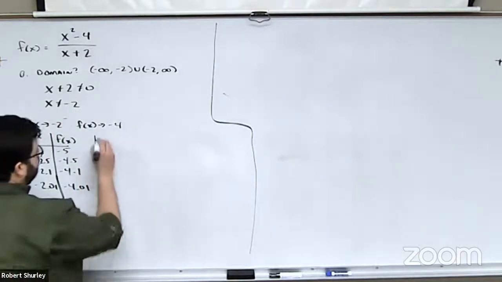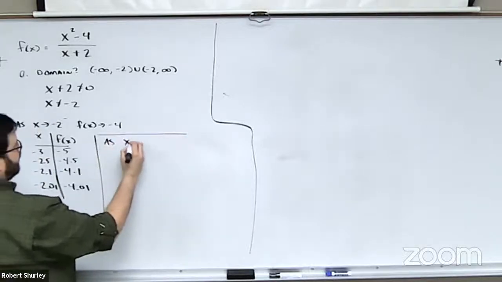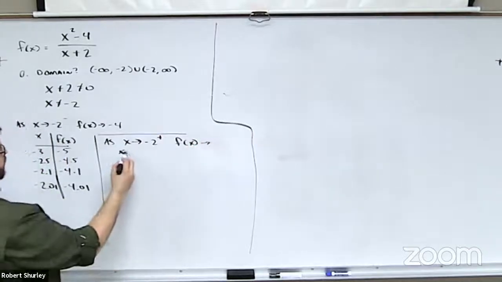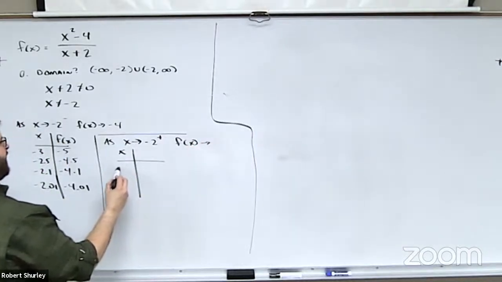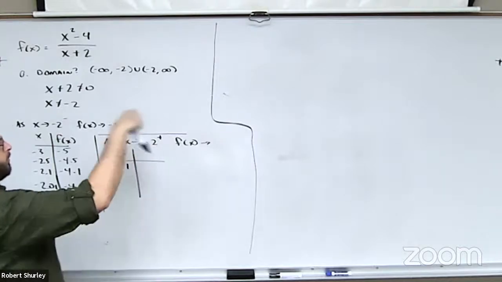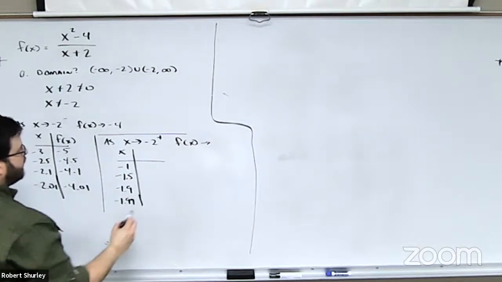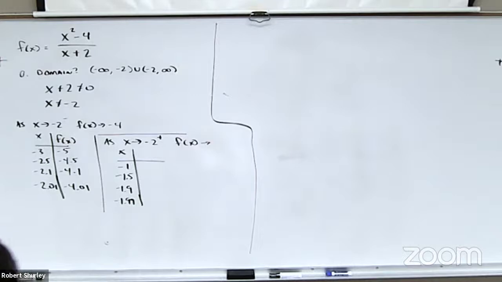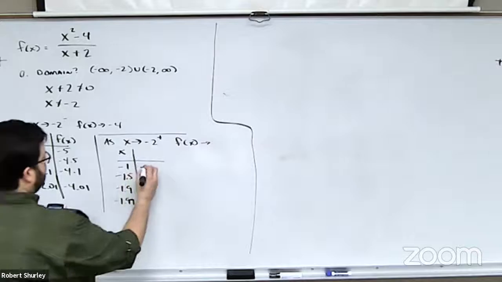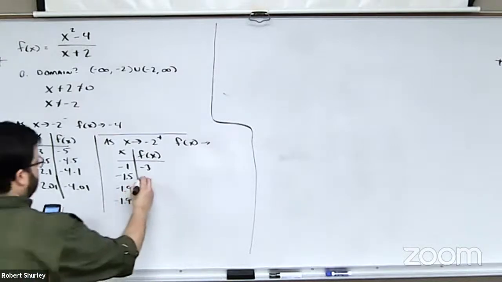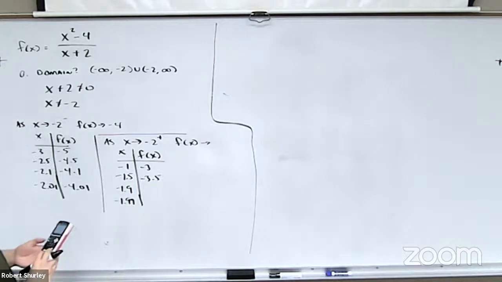So quickly, I'm going to do the same thing on the other side. As x goes to -2 from the right, it would be like -1, -1.5, -1.9, -1.99. This will get us closer and closer to -2. Now I'm going to do the same thing, second calc value: -1, I get -3. Second calc value: -1.5, I get -3.5.